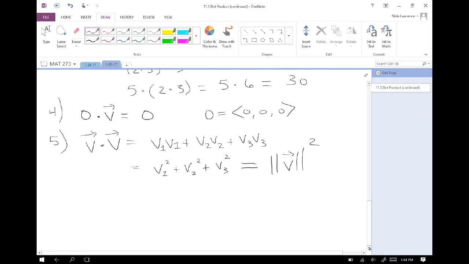These aren't really anything that you need to memorize. They follow along pretty much exactly the same as what we would do with normal numbers. The last one, you don't even need to really memorize that. If you were ever asked to do v dot v, it's just as much work to write out the dot product as it would be to write out the magnitude formula.